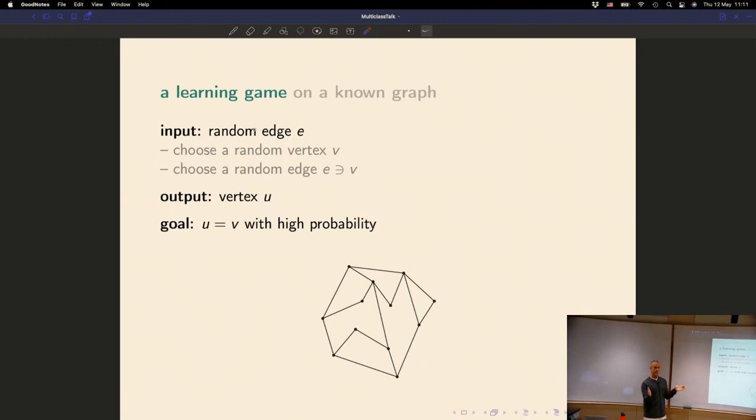Okay? We get this edge. What do we need to do? We need to guess what is the vertex that was chosen. We don't see the vertex. We need to guess which of the two endpoints was chosen by this other person. So this is a learning game. Does it make sense? We sort of need to guess from which of the two endpoints the other person chose. And the DS dimension somehow captures this game.